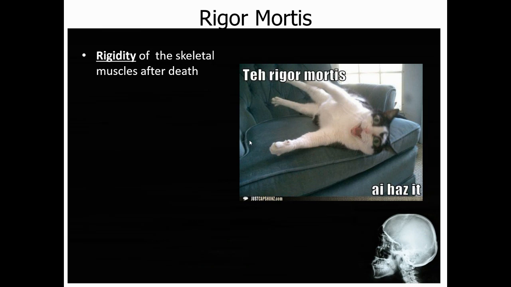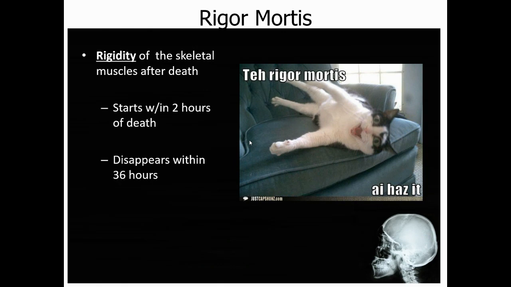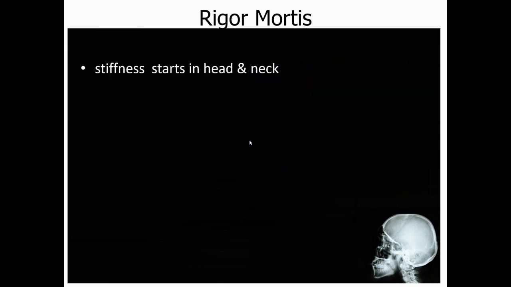You've probably heard of rigor mortis, the idea that the arms, legs, and muscles of a corpse become very stiff after death. So it's rigidity of the skeletal muscles after death. It starts within 2 hours of death, but it disappears completely within 36 hours. And the corpse will be at maximum rigidity after 12 hours, sort of between the 12 and 15-hour mark.